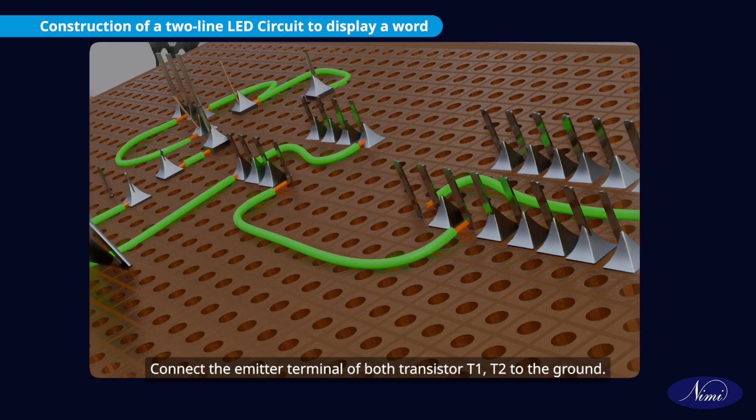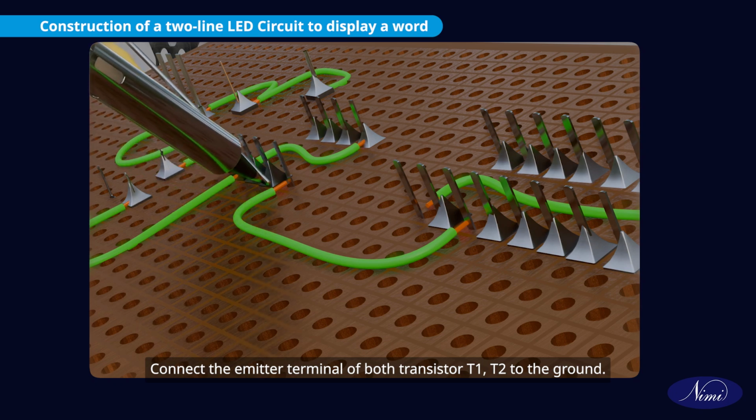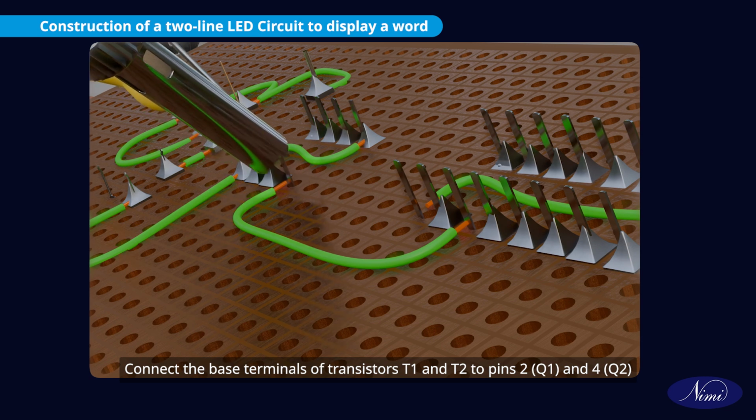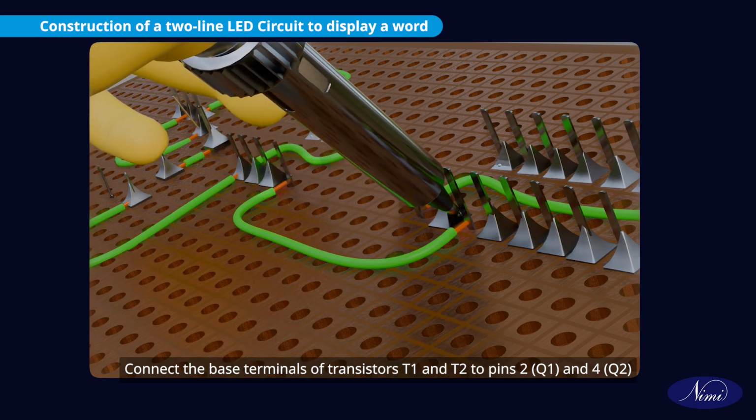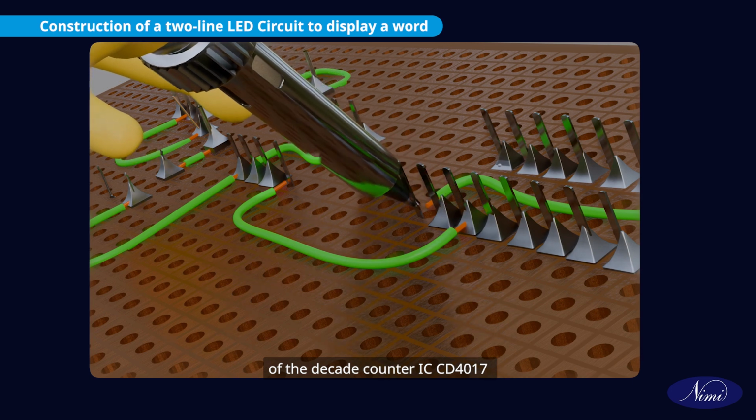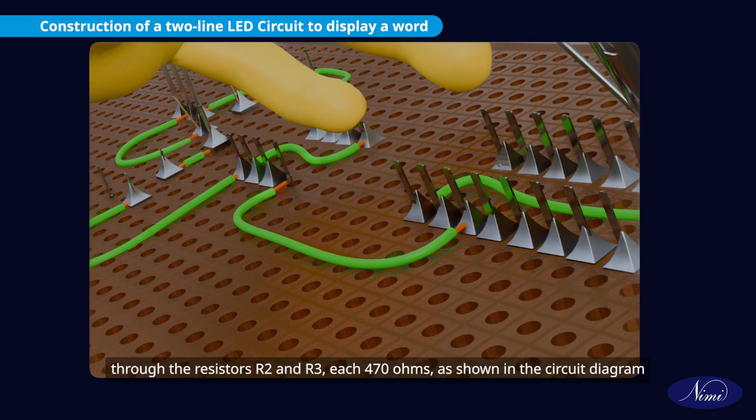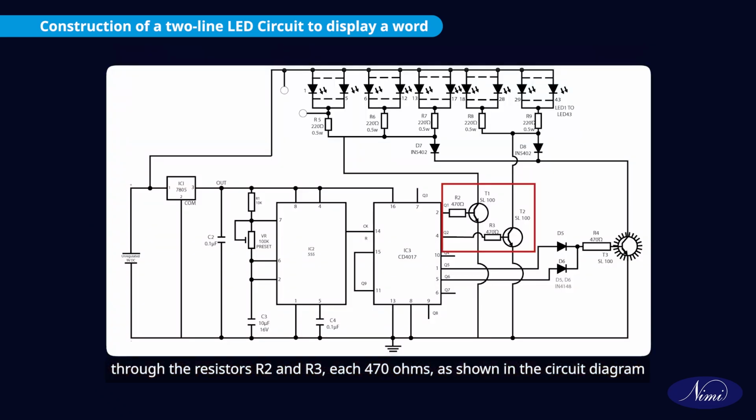Connect the emitter terminal of both transistors T1, T2 to the ground. Connect the base terminals of transistors T1 and T2 to pins 2 Q1 and 4 Q2 of the decade counter IC CD4017 through the resistors R2 and R3, each 470 ohms as shown in the circuit diagram.